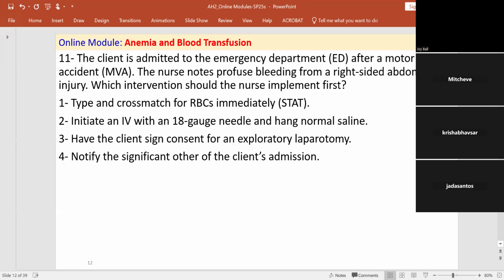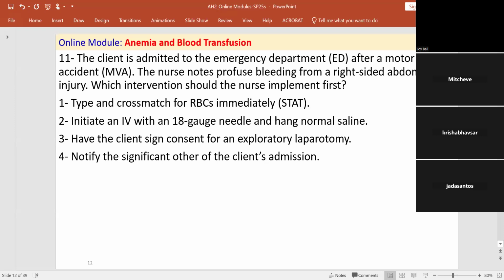Is it 2? Rationale? Because if the patient is profusely bleeding, you might need to give them blood products. So you put in the 18 gauge needle. Good. So the first action in this situation is that the client has lost a lot of fluid, which is blood loss, that is to be replaced as quickly as possible.